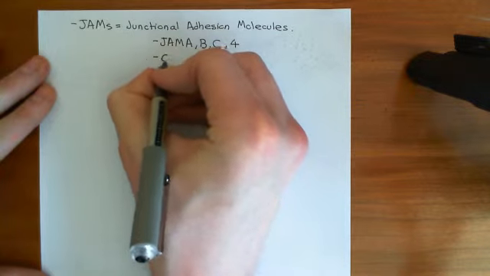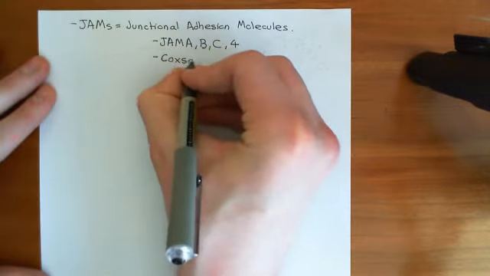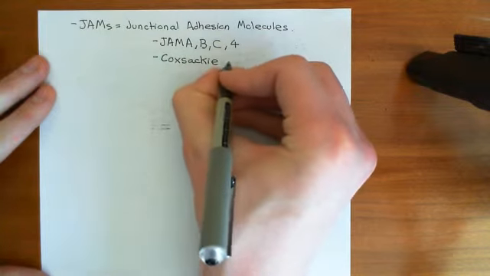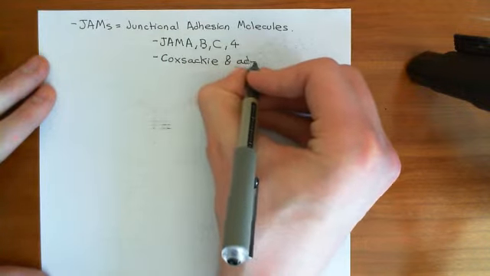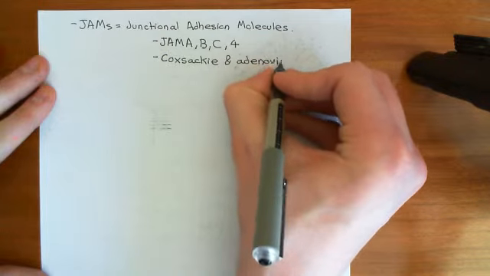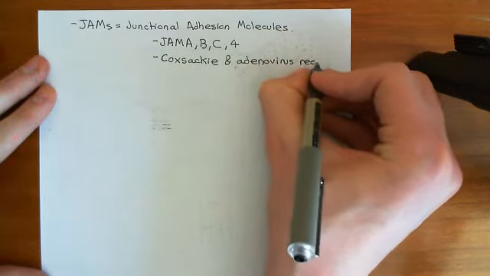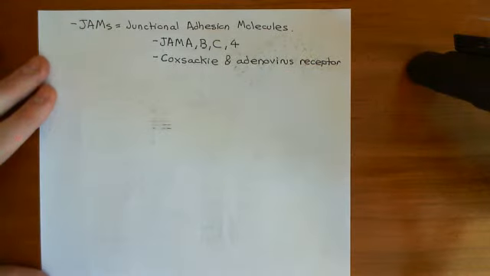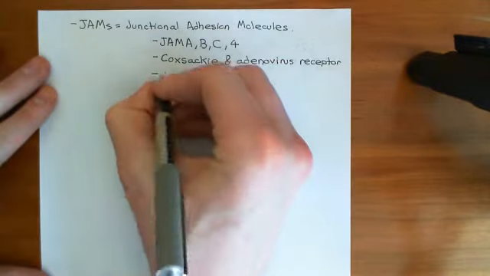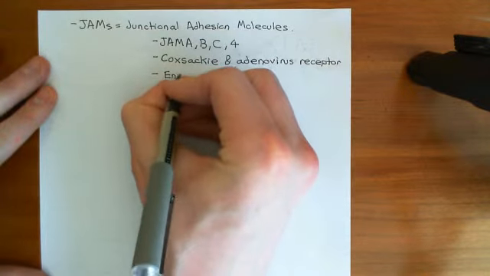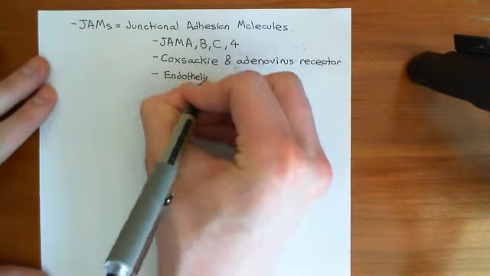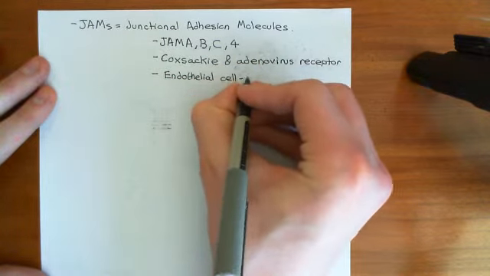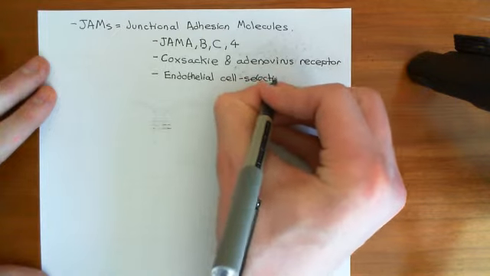Okay, so the next one is called the Coxsackie and adenovirus receptor. But it is a junctional adhesion molecule. It was just discovered with regards to the Coxsackie and adenoviruses. And then the final sixth junctional adhesion molecule is known as the endothelial cell selective adhesion molecule.